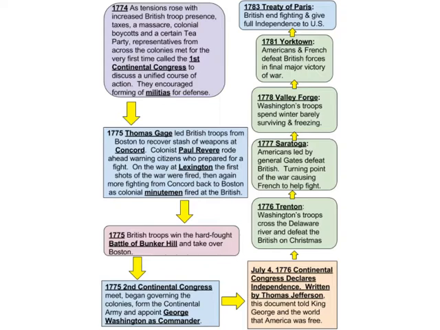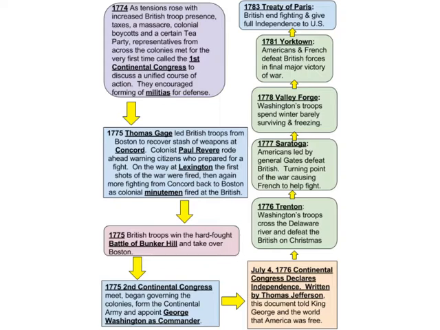1775, British troops win the hard-fought Battle of Bunker Hill and take over Boston. So the Battle of Bunker Hill was technically won by the British, but it was a very terrible win, if there is such a thing. They lost many troops, and the American colonists proved that they were up to the challenge of fighting against the more seasoned and noteworthy British troops, okay? So again, Lexington, first battle; Battle of Bunker Hill, that was in the taking of Boston by the British troops.